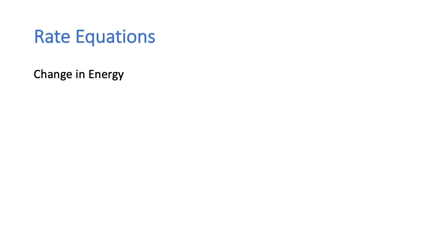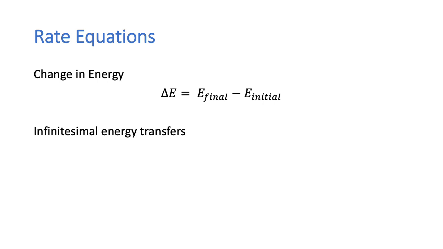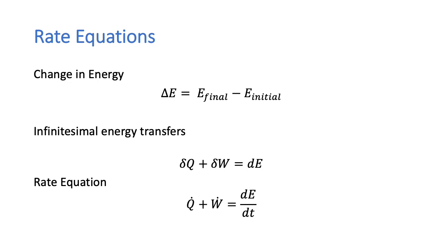The change in energy, delta E, is the difference between the final and the initial energy of the system. We can write the first law in terms of infinitesimal energy transfers by saying that delta Q plus delta W must equal dE, where dE is an infinitesimal change in the energy of a system. We can also write the first law as a rate equation by saying that Q dot plus W dot equals dE by dt.